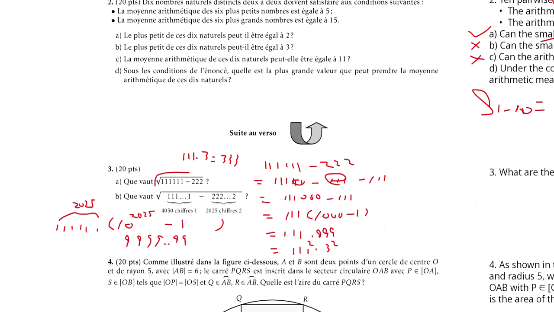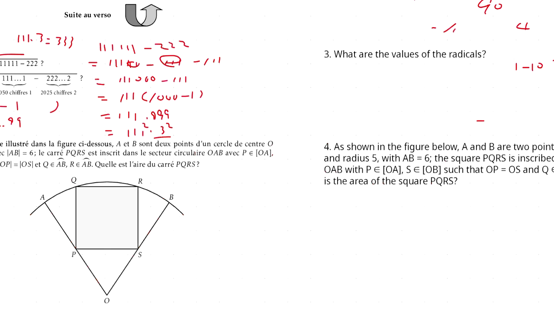And then we can do it again. That is the 111, the 2025 ones squared, times 9. 9 is the square of 3. So the answer will be 3, dot, dot, dot, 3. We have 2025 threes. So that is quite straightforward. Okay, number 4 is kind of geometry.